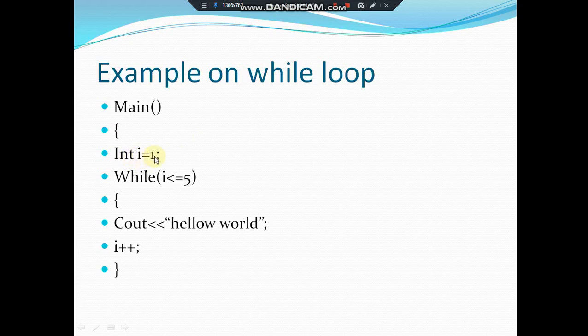We assign int i equal to 1, so 1 is less than or equal to 5. Hello world will execute one time, and then the control moves towards i++, and the value of i is incremented by 1. Then it becomes 2, and 2 is less than or equal to 5, so this statement is executed again. When i is equal to 5, this condition becomes true, hello world will have executed 5 times, and the loop will end.